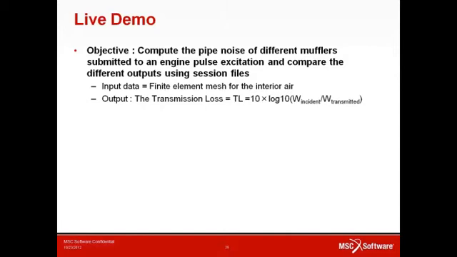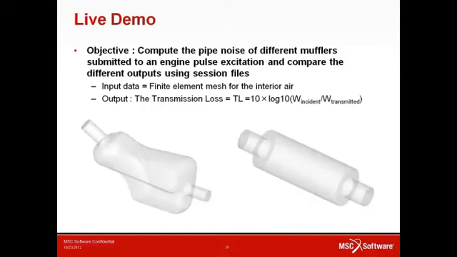The main output we will consider is the transmission loss of the muffler, which is defined as the ratio between the incident and transmitted power. In order to highlight the different advantages of using the API, two different models will be treated using the same session file.